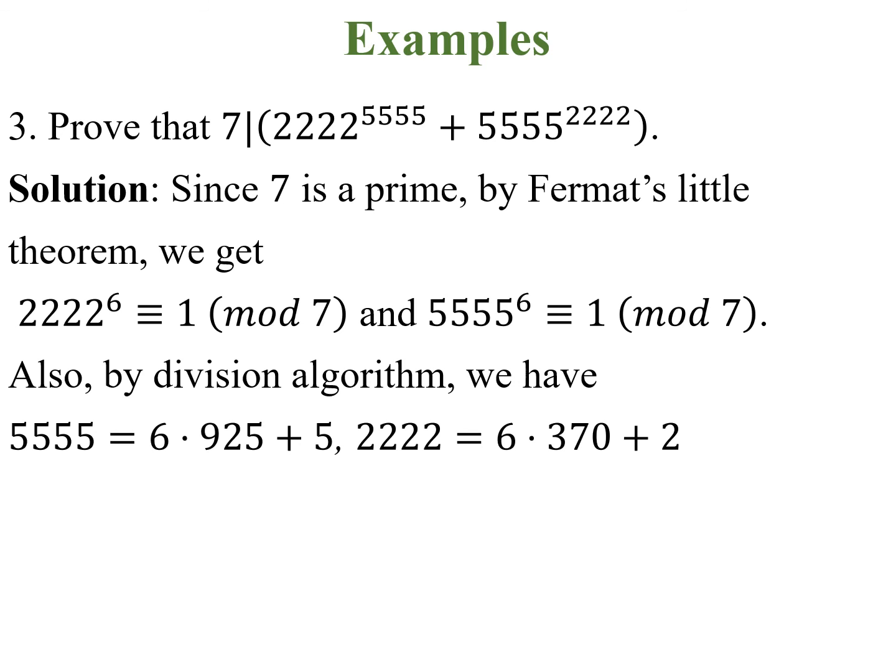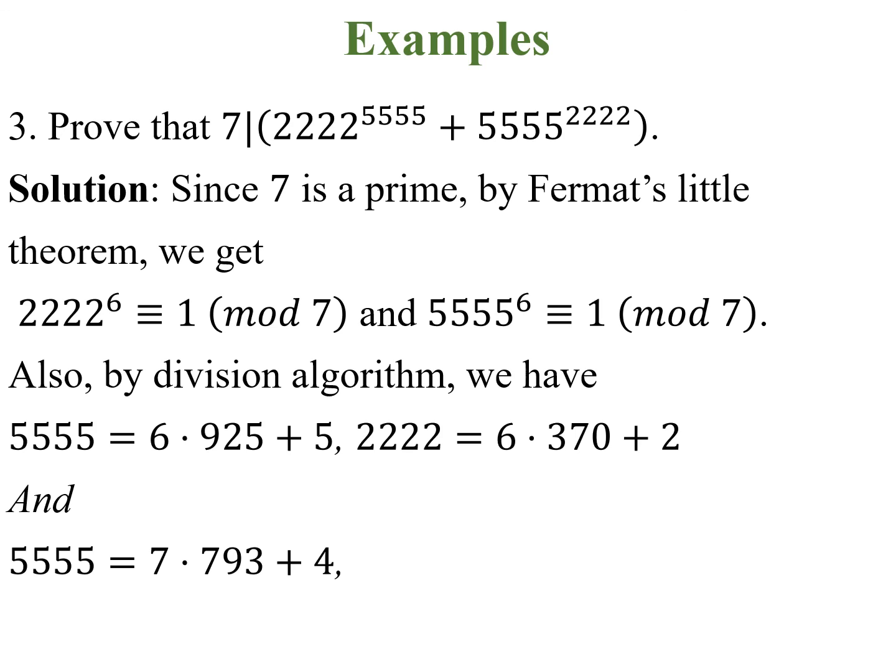Now you have to write this 2222 raised to 5555 as 2222 raised to, instead of 5555 you can write here 6 into 925 plus 5. Similarly, instead of 2222 as the index here, you can write this 6 into 370 plus 2. So what do you get?